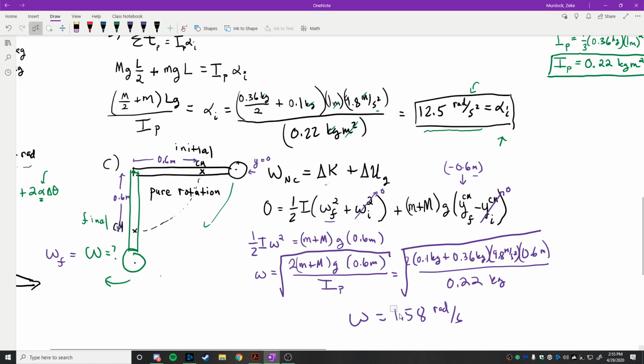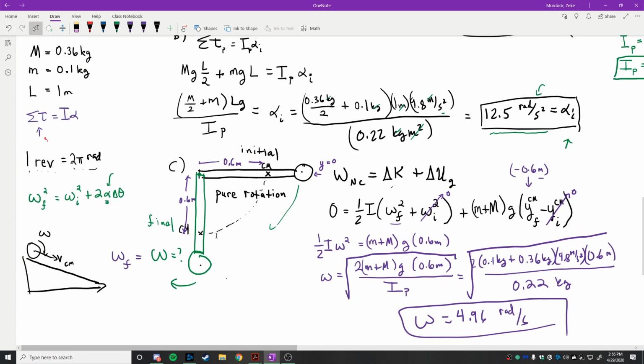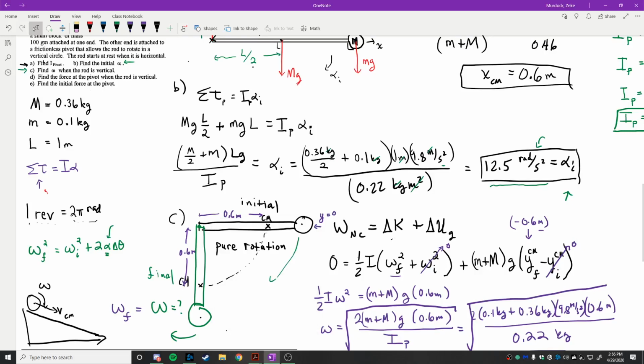So this one was wrong. We can leave the unit in there. It's 4.96 radians per second. There we go. Still not done. There's still more parts of this problem. That was just part C. Do you guys have any questions? Energy problem. The fact that the angular acceleration is not constant means that you need to use energy to do this calculation. That's what energy allows you to do.